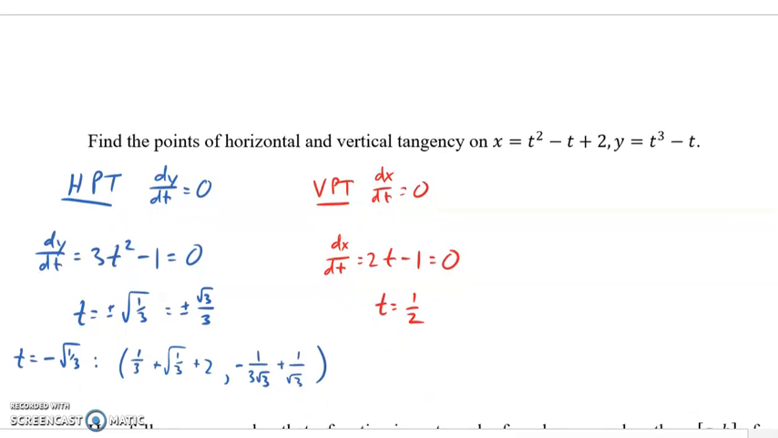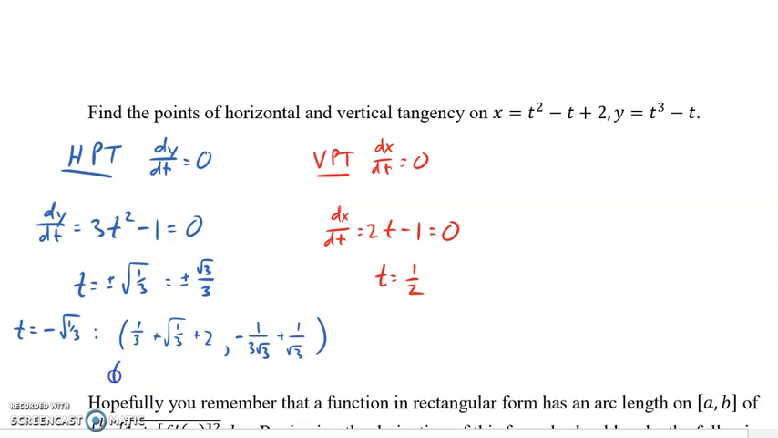So this will simplify a bit, and we'll get some kind of messy answer like 4/3 plus 1 over root 3, comma, let's get a common denominator here, a 3 on the bottom and a 3 on the top. 3 minus 1 is 2, 2 over 3 root 3. That's one of the points of horizontal tangency.